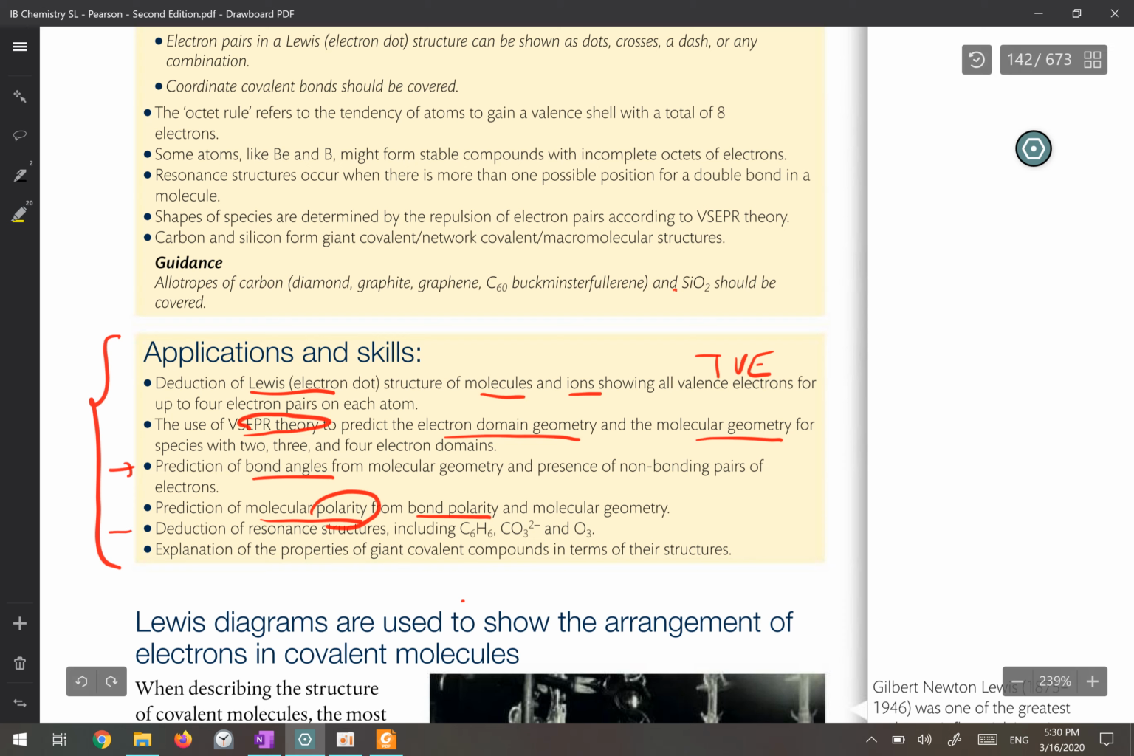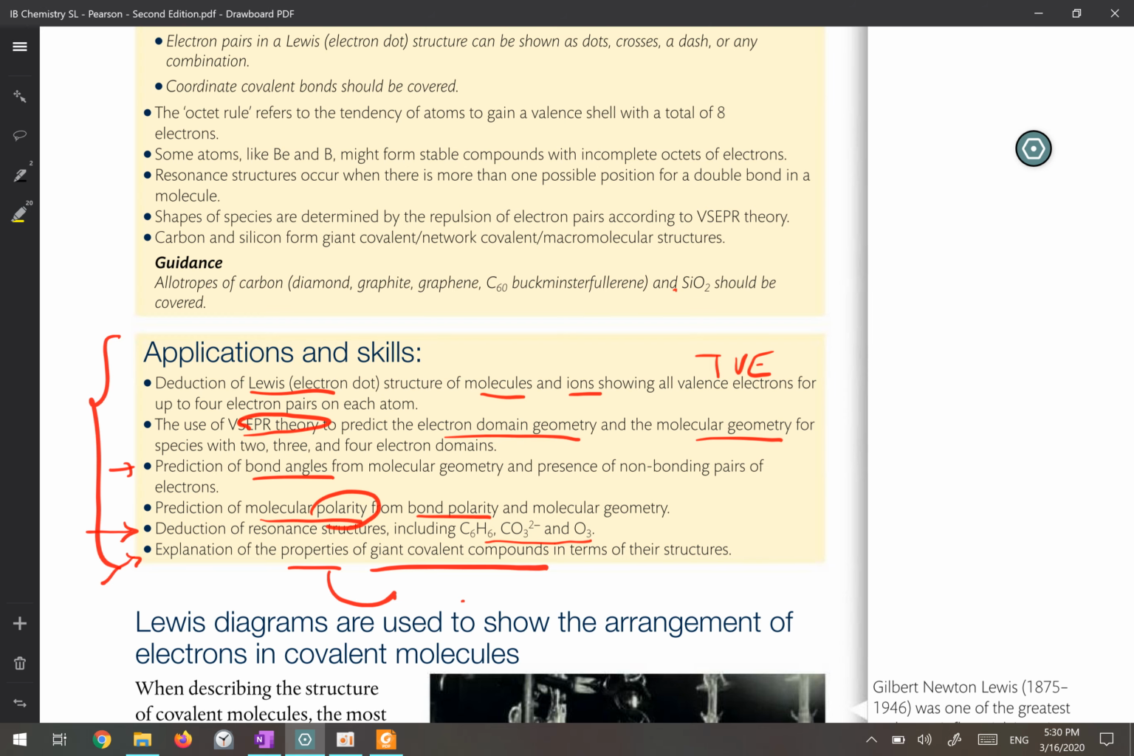And you must be able to draw the resonance structures for different molecules, including the three molecules mentioned here. The last thing that you must know at the end of this section is the properties of what we call giant covalent compounds. These compounds are new for you. You have not studied them last year.